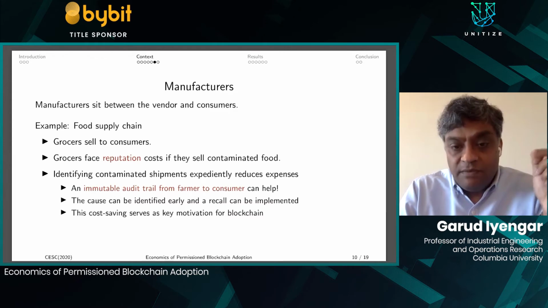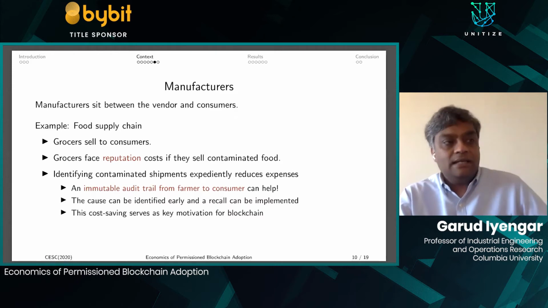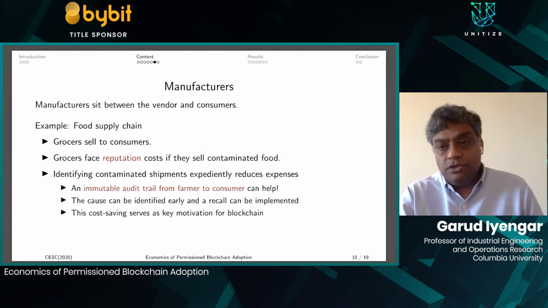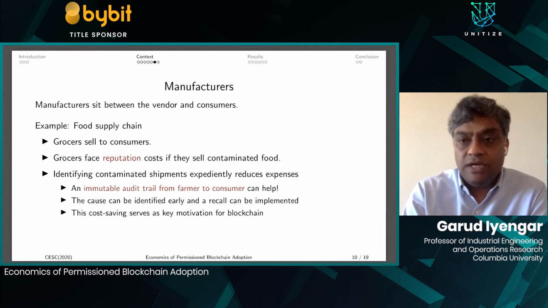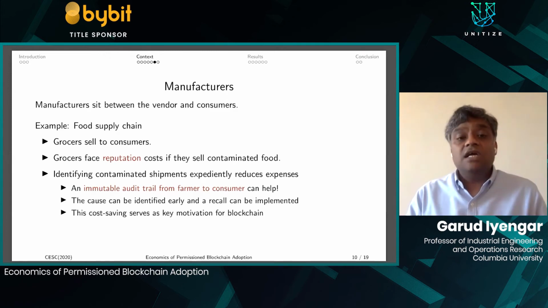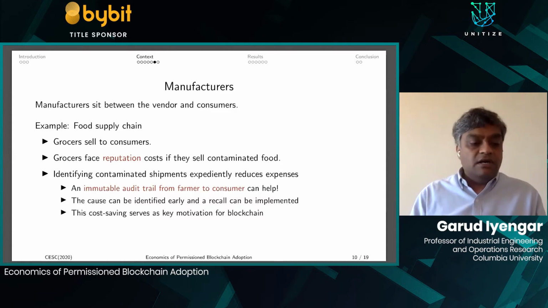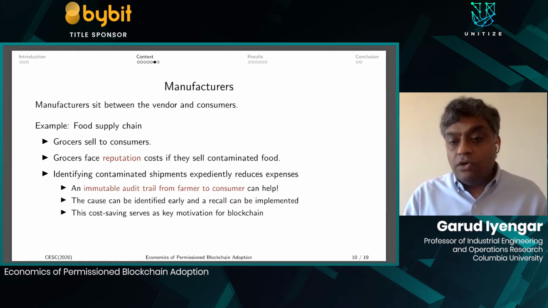An immutable audit trail from the farmer to consumer can help. Often there is a negotiation that happens around food recall as to who was at fault, where did it happen? Did it happen at the time of actual growing? Did it happen during the transfer from the vendor to the grocer, and so on? And so having an immutable audit trail that is able to keep track of the food as it passes through the supply chain is going to be useful. Immutable in the sense that it cannot be changed after the fact. Already, I'm laying down the groundwork for why a blockchain could be very useful in this setup. The cause can be identified early and recall can be implemented.